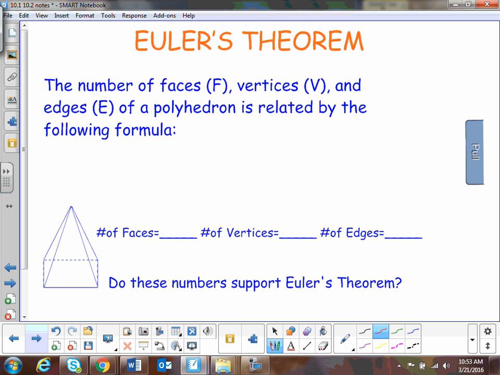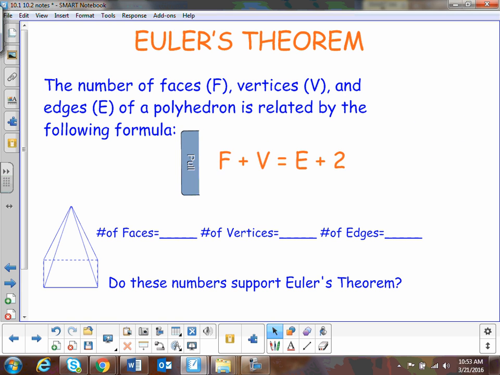Okay, based on all the faces, edges, and vertices of polyhedrons, they're related by a formula called Euler's theorem, however you want to say it. Everybody says it in so many different ways. Okay? And the formula goes like this. F plus V equals E plus 2.